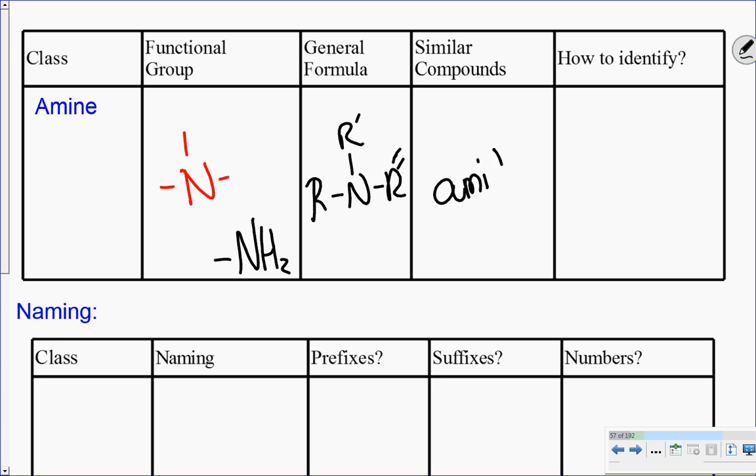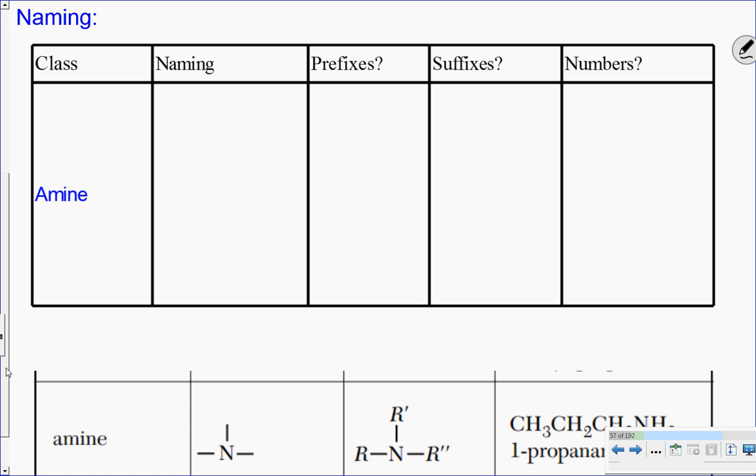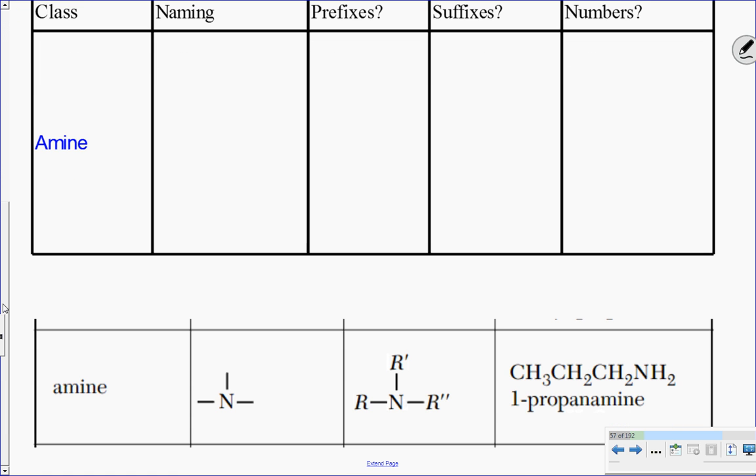These are similar to the amides. Difference between the amines and the amides, both have nitrogen. The amines have no oxygen. Amines are actually used in the formation of amides very often. When we go to name these, they are very straightforward.